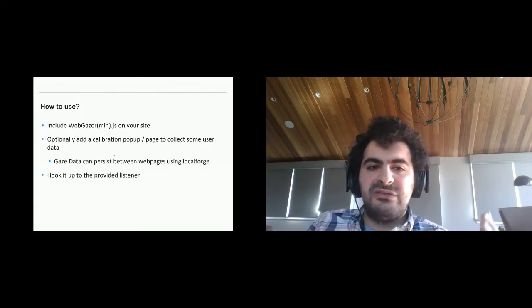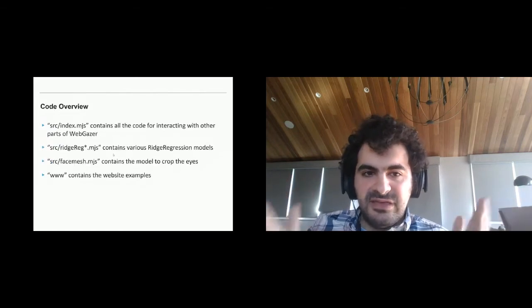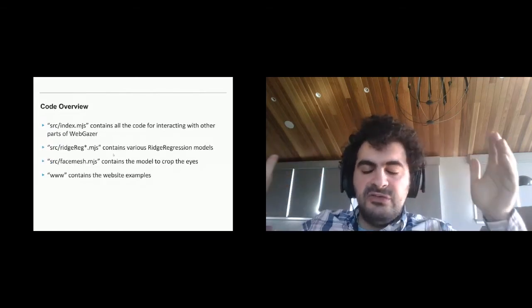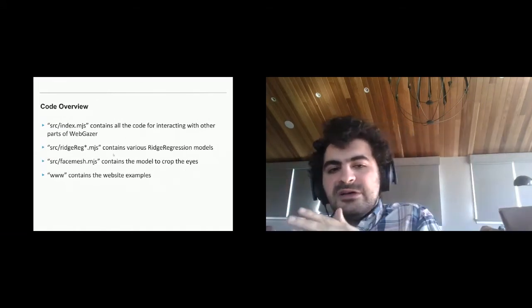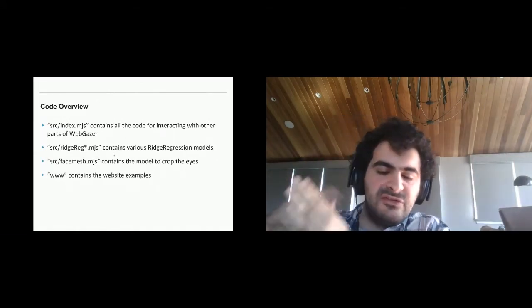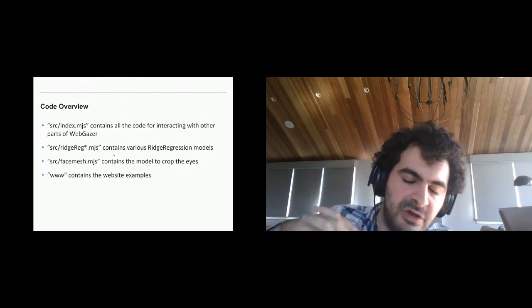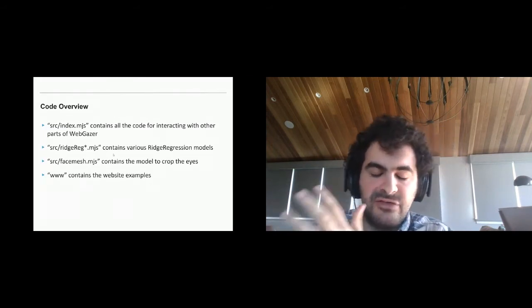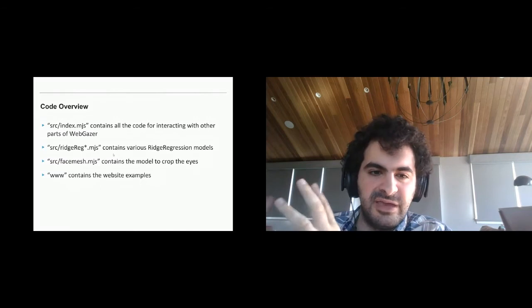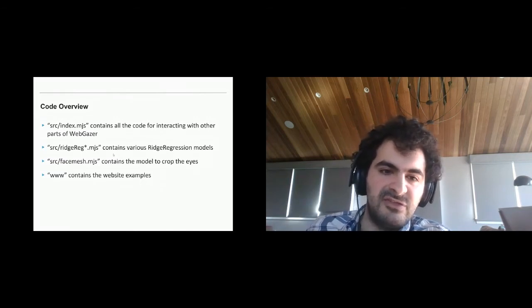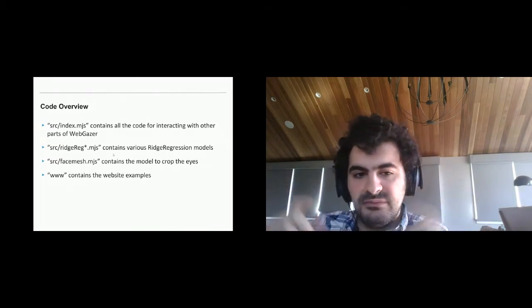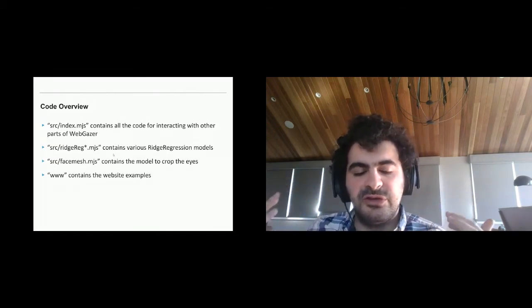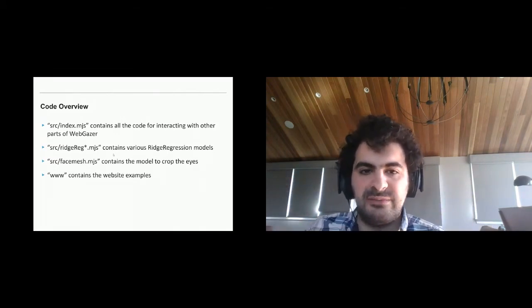And basically that's a code overview of it. So there's an index.js, which has all this code to set up these listeners and feed into the models. There's the ridge regression files, which are the actual code to run the models, minus the math utilities for matrix multiplication. There's the face mesh file, which just gets where your eye is on the screen. And then there's a www folder, which is going to have all the examples on the website.